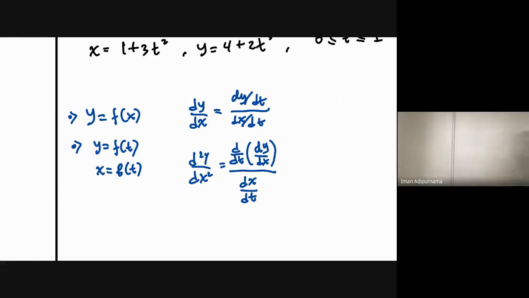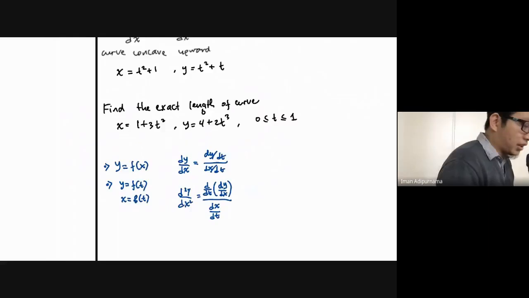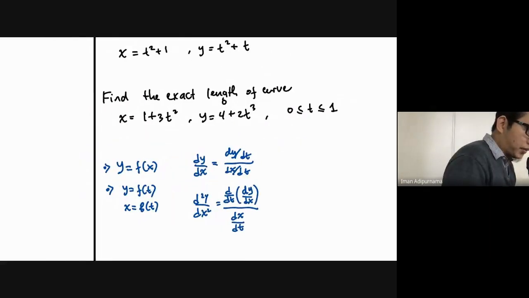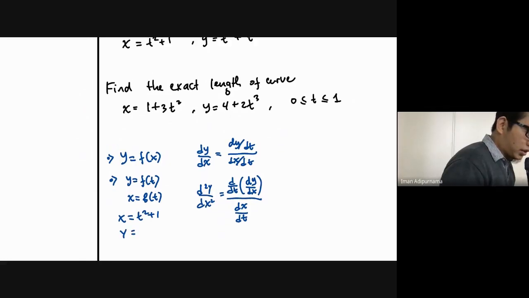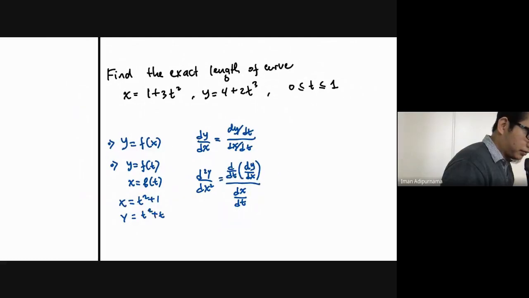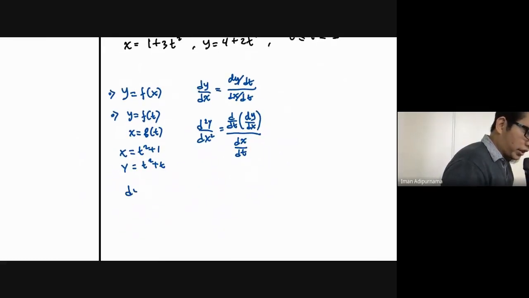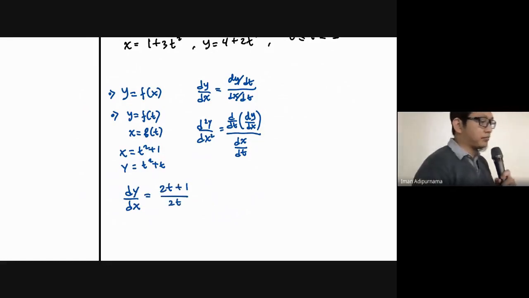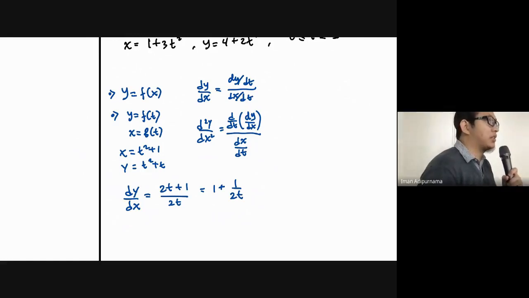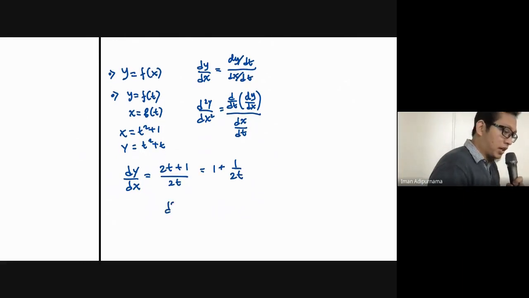Okay. Now we just see x and y. Let's say x is t squared plus 1, y is t squared plus t. So dy over dx is 2t plus 1 over 2t. Actually, you can simplify this and make it 1 plus 2t. I prefer this one because it's doable, easy to calculate later. Okay. And now you are asked to find the second derivative.